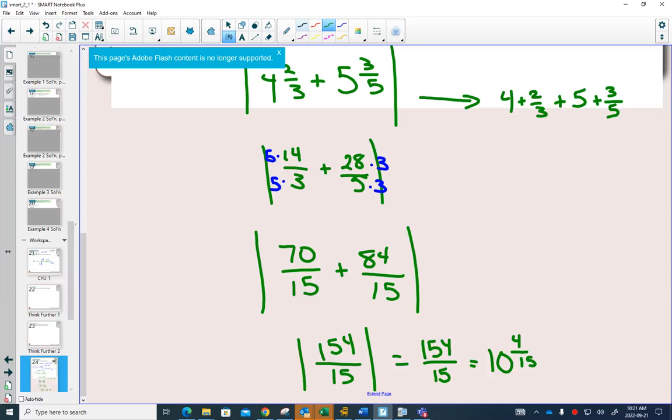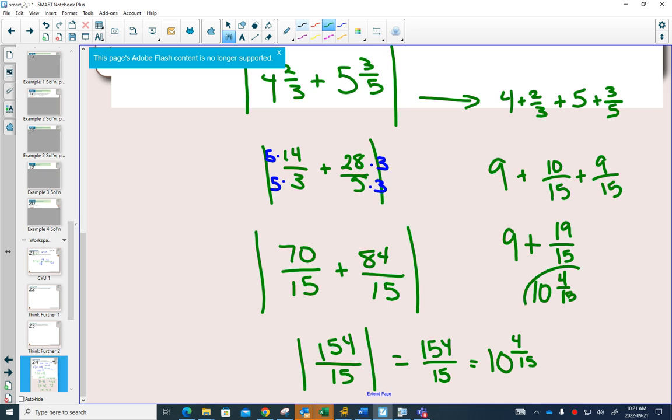But if I do it this way, can you see that 4 plus 5, that would be easy to get 9? And then if I make the 2/3 and the 3/5 common denominator 15, 2/3 is 10/15, 3/5 is 9/15. That would give me 9 plus 19/15. Well, 19 is more than 15, right? That's going to be 1 4/15. Well, the 1 plus the 9 gives me 10 4/15. I can get 10 4/15 with only up to 19. I can count up to 19 maybe better than I can count up to 84.